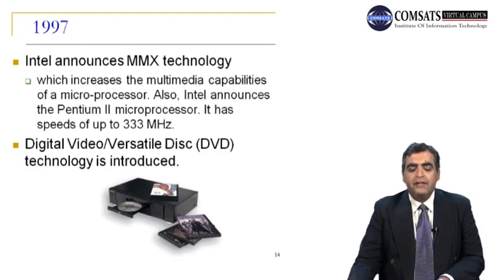Also, in the same year, Intel announces the Pentium 2 microprocessors, and it has a speed of up to 333 megahertz. And in the same year, the DVD, meaning digital video disc, or some say digital versatile disc, technology is introduced. In a normal CD-ROM, you can store data up to 650 or 700 megabytes, whereas in one DVD with the same circular size, we can store 4.7 gigabytes of data. It means that the data of around 5 or 6 CDs can be stored in one DVD.